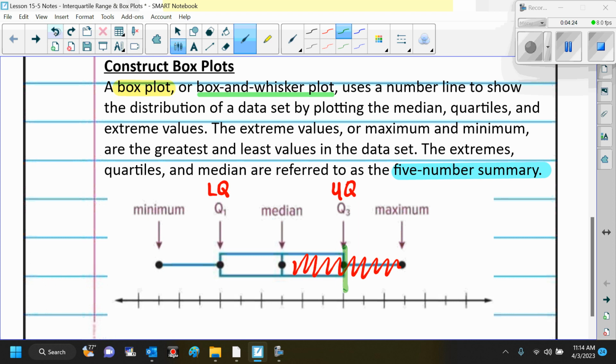So, if the lower quartile and the upper quartile cut the data in half, they are also medians. So, the lower quartile is the median of the lower half, and the upper quartile is the median of the upper half.